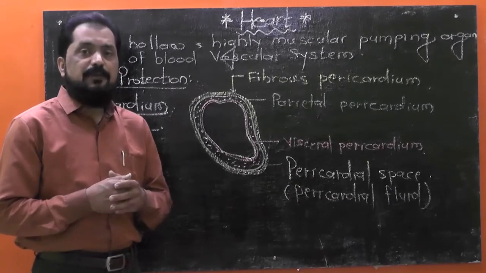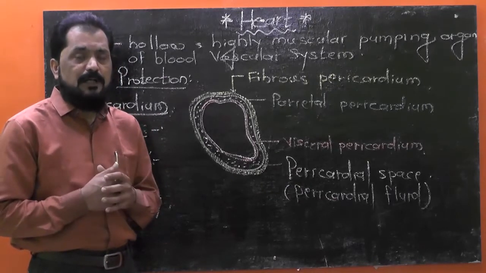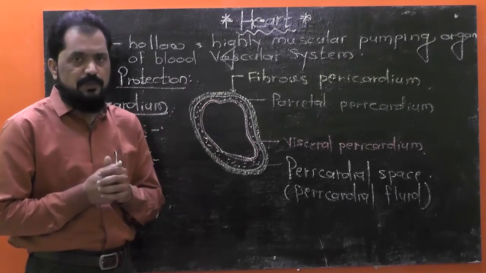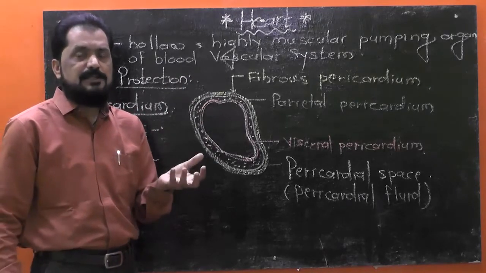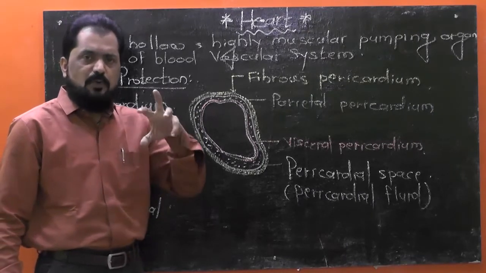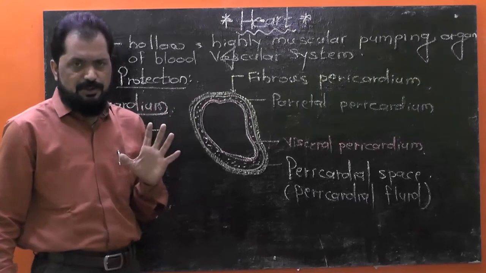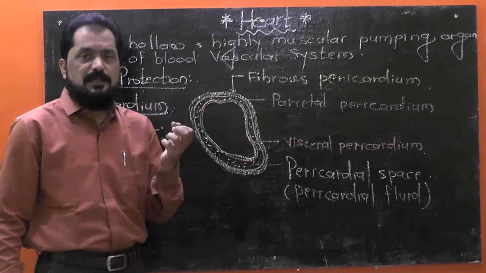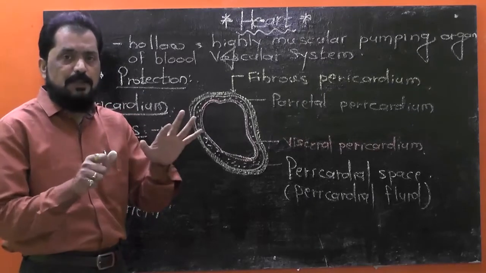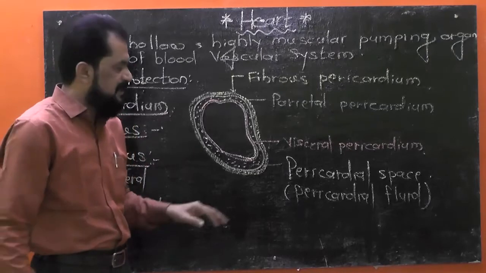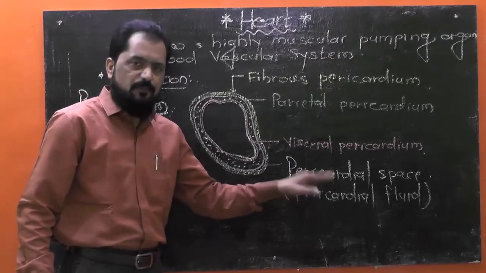Also, it prevents the friction of heart with surrounding tissue, surrounding organs. Because we know the heart acts as the pumping organ and it shows continuous rhythmic contraction and relaxation. So during its working, during its rhythmic contraction and relaxation, there should not be any friction with the surrounding organ. It is facilitated by the pericardial fluid.